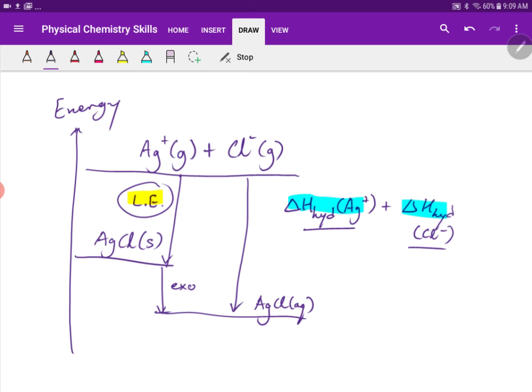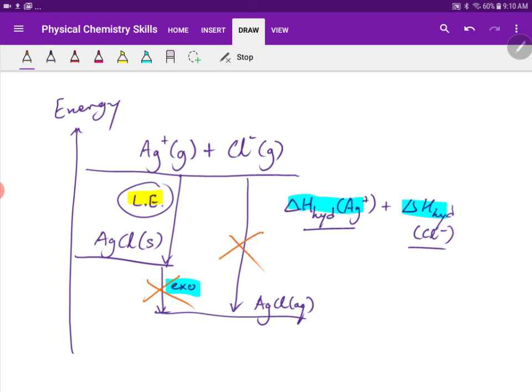So simply by looking at whether the final result is endothermic or exothermic, we will be able to tell if it is soluble or not. But of course, since we know that AgCl is sparingly soluble, then this should not be exo, this should be endothermic. So these values will be wrong.